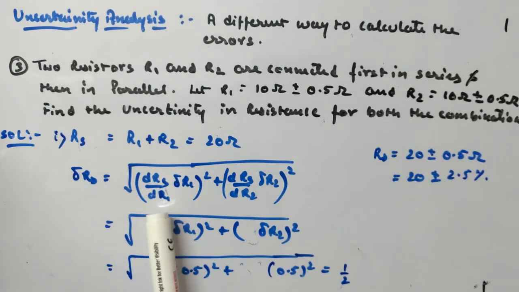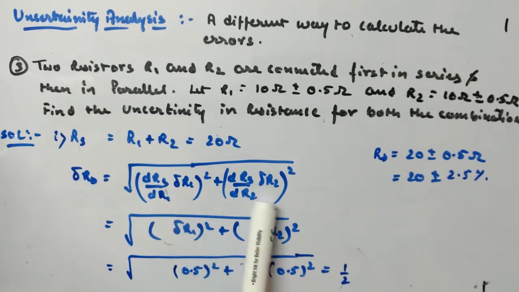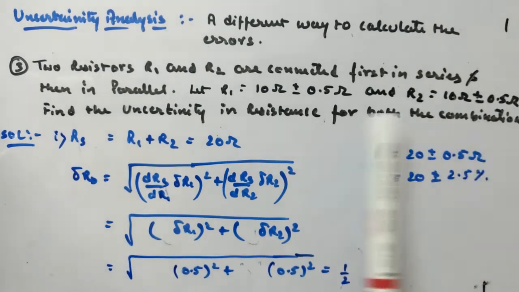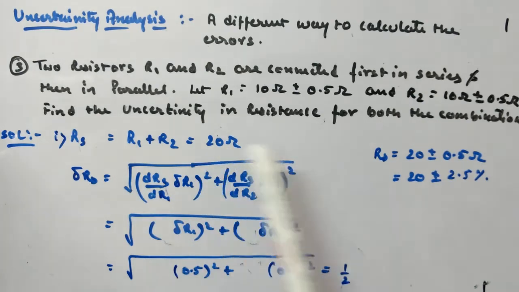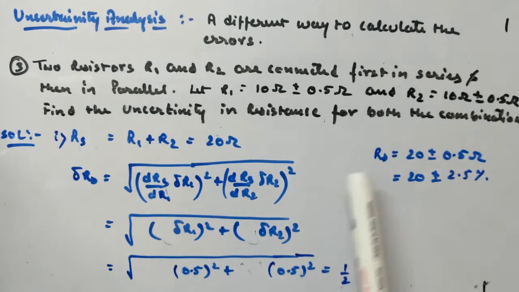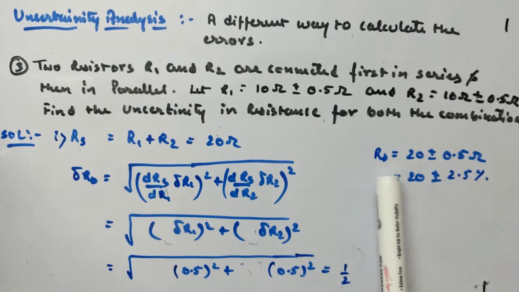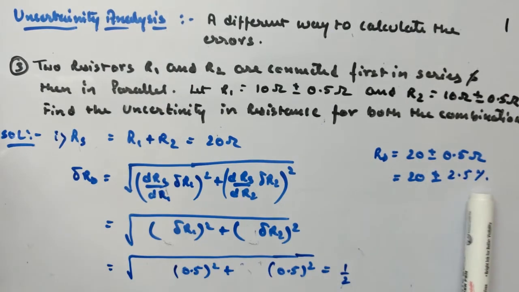If you calculate the partial derivatives, it will come out to be 1, with respect to R1 and R2 both. So 1 times del R1 square plus del R2 square under root you have to take. So del R1 and del R2 are 0.5. So 0.5 square plus 0.5 square under root comes out to be half. So the uncertainty in resistance will be half, and the series resistance can be written as 20 plus minus 0.5 ohm or 20 plus minus 2.5%. Okay, this is the case of series.